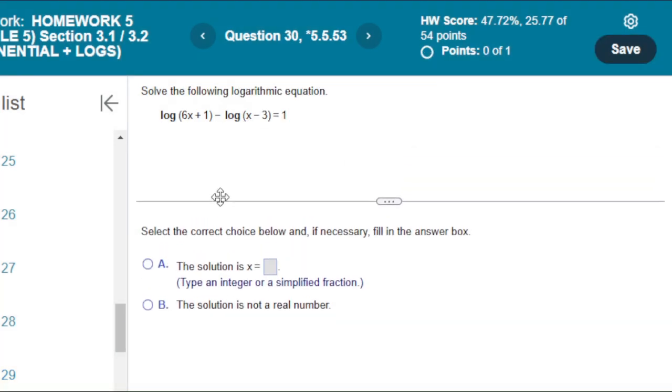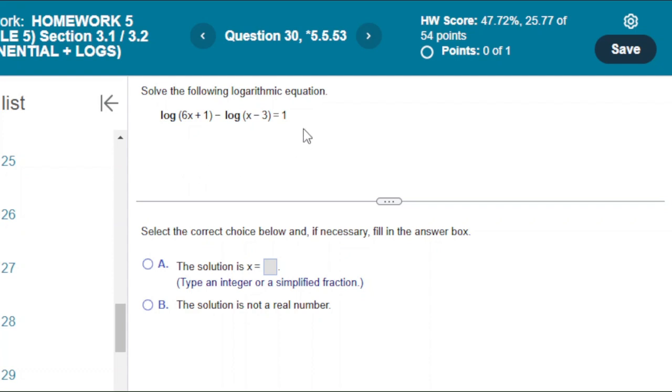Okay, now the next one is very similar. Now, what is the base on these logarithms? It's actually base 10. So you'd rewrite this as log of (6x plus 1) divided by (x minus 3) equals 1. And then what is your base? So you'd have it in the form log base something of something equals something, right? Your base, though, would be 10.